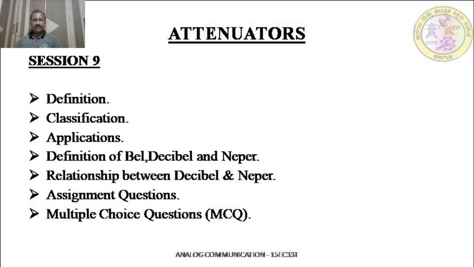First, you are going to define what is an attenuator. Next, you are going to classify the attenuators. Next, applications of attenuators, and then you are going to study how to measure attenuation. For that, you are going to define three parameters: bel, decibel, and neper. And then you are going to make the relationship between decibel and neper and some assignment questions. After that you are going to see multiple choice questions.